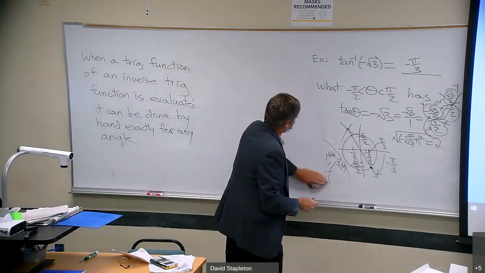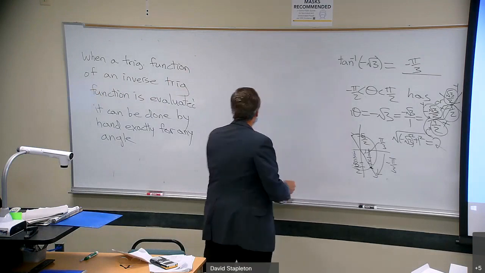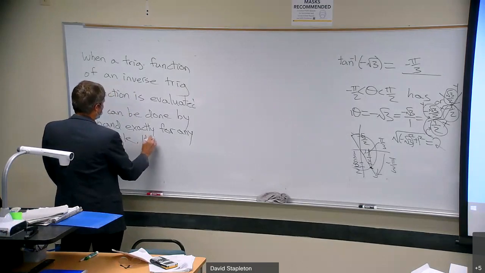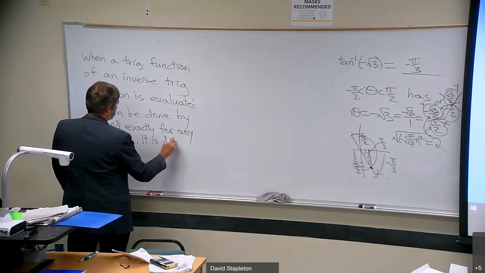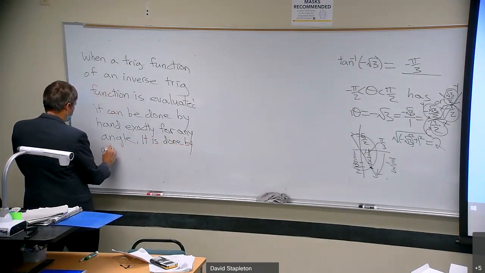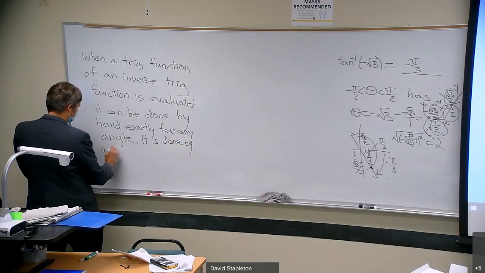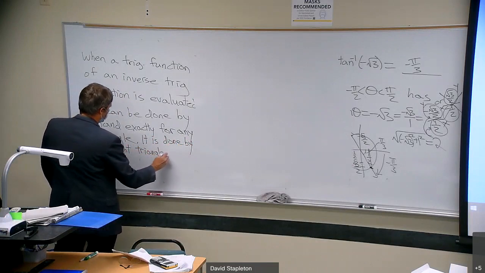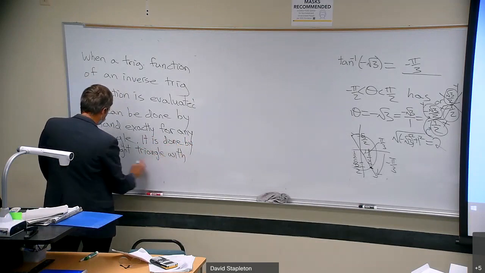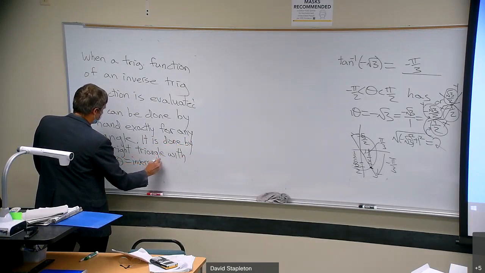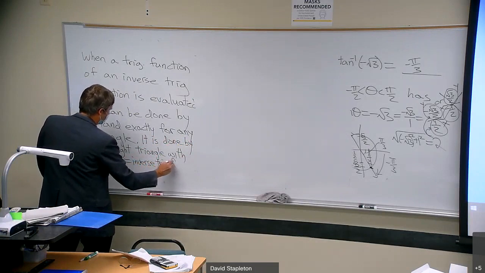And the method is this. Rather than spell it out in detail, I'll show you by example. It is done by a right triangle with an angle theta equal to the inverse trig function that appears. If you just remember to draw that, you can figure the rest out.